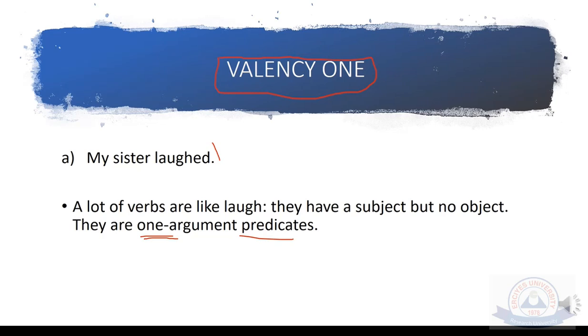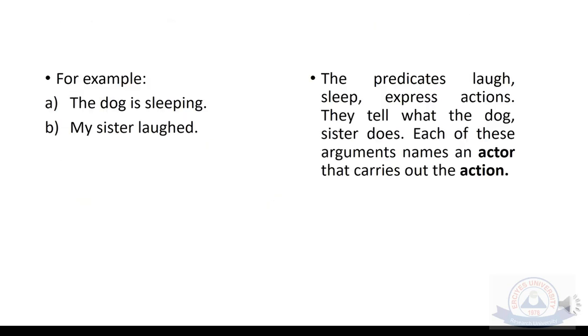So let's see the other examples now. For example, the dog is sleeping. My sister laughed. The predicates laugh and sleep express actions. They tell what the dog or sister does. You can see here, each of these arguments names an actor that carries out the action. So these are the doers of the verb.